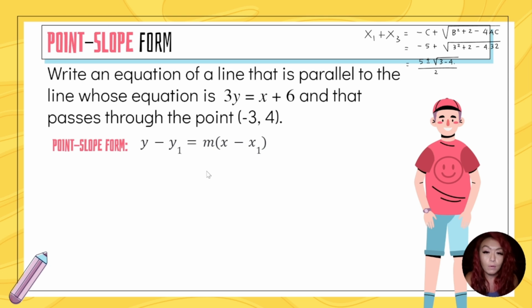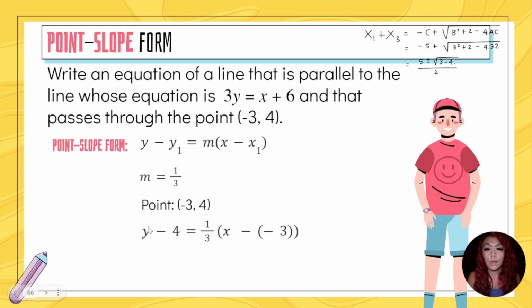So we have our point, which is (-3, 4). And we would need our slope. We solved for the slope in the previous slide, right? We know the slope is 1/3. And then we have our point, like I said, (-3, 4). -3 is going to be your x1 value. 4 will be your y1 value. So now we just substitute m, x1, and y1 into our point slope form. And we get y minus 4 equals 1/3 times the difference of x and -3.